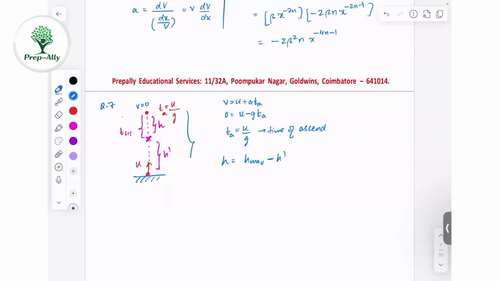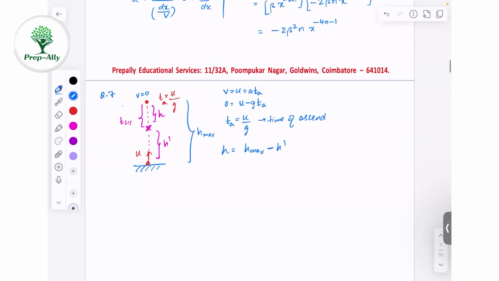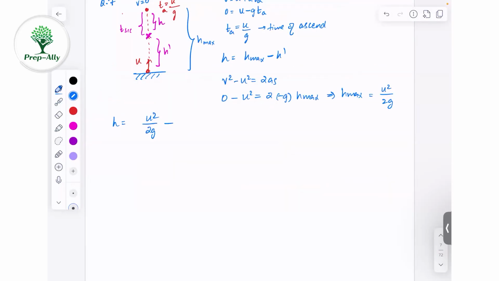And how do we get the maximum height? We know v square minus u square is 2ah. At the highest point, velocity is 0. So 0 minus u square is equal to 2 into acceleration minus g into h. At the highest point from the starting, the displacement is equal to maximum height. So from here we get h max equal to u square by 2g. You can apply the formula directly if you remember it. This is how we derive that expression. So h is u square by 2g, h max, minus this h dash.